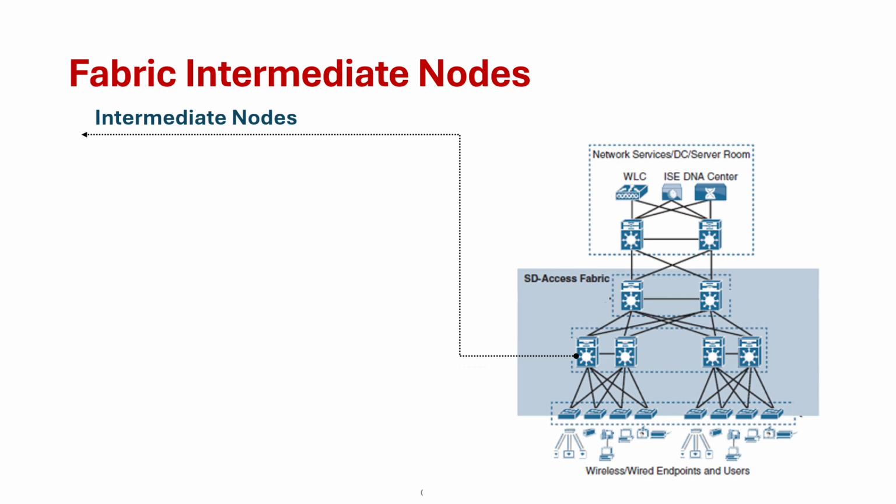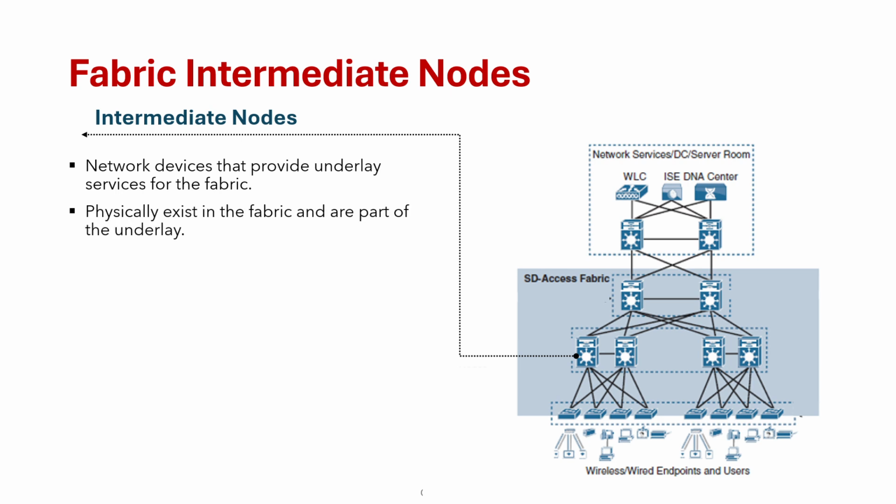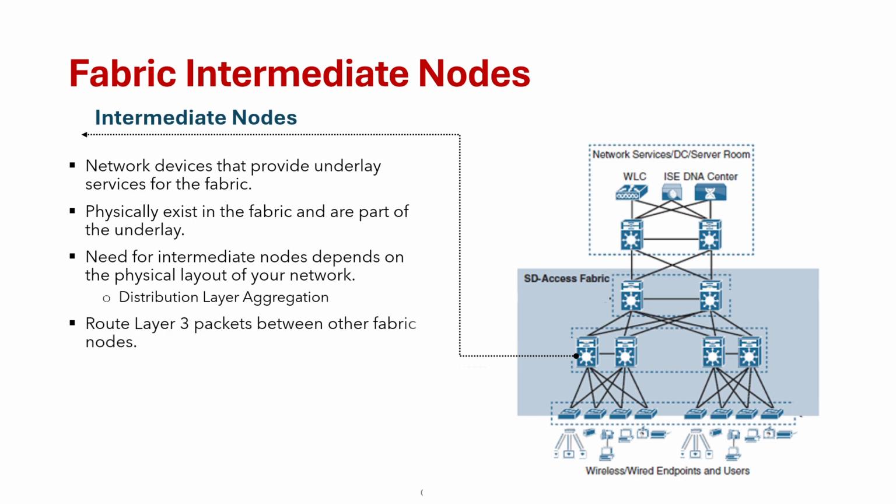The need for an intermediate node depends on the physical layout of your network. As I said, like distribution layer aggregation. If your network has a distribution layer to aggregate multiple access layer switches, these distribution devices may become intermediate nodes. So intermediate nodes route Layer 3 packets between other fabric nodes such as edge nodes, control plane nodes, and border nodes. Any platform that supports IP routing can be used as an intermediate node, even non-Cisco devices.